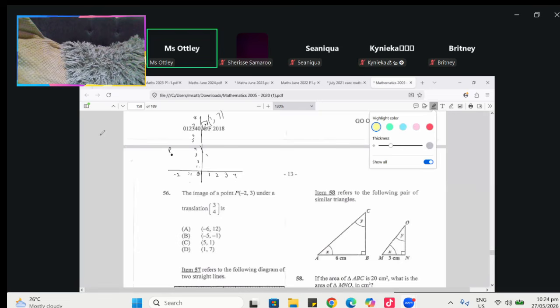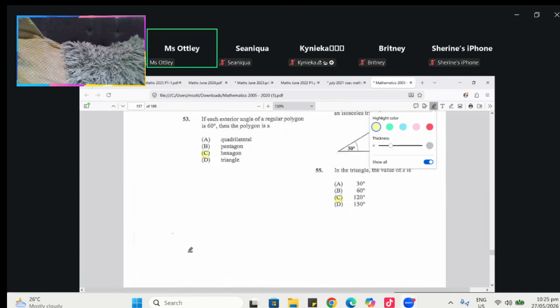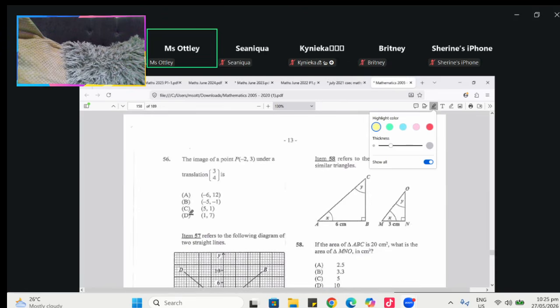Can you all see that? Right? Someone would have multiplied just now to give me the answer. Don't multiply, add. If we were to add -2 and 3, we would have gotten 1. If we were to add 3 and 4, we would have gotten 7.